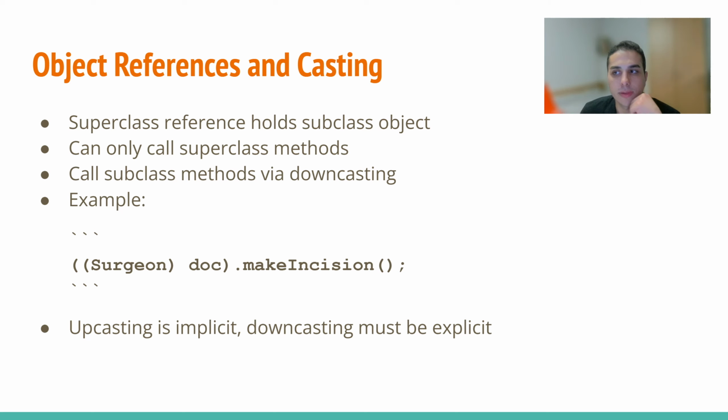Like here, ((Surgeon) doc).makeIncision, and downcasting should be done with caution. You should be sure that the object is actually that subclass type. Otherwise, you will get a ClassCastException, which is a runtime error. And upcasting, like casting a subclass to a superclass type, is implicit and safe because you are restricting to a more general interface. And downcasting is explicit and can fail if wrong, just like we showed in the examples, which is here.